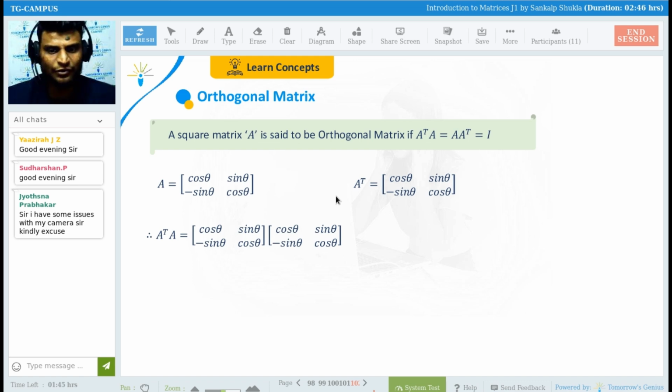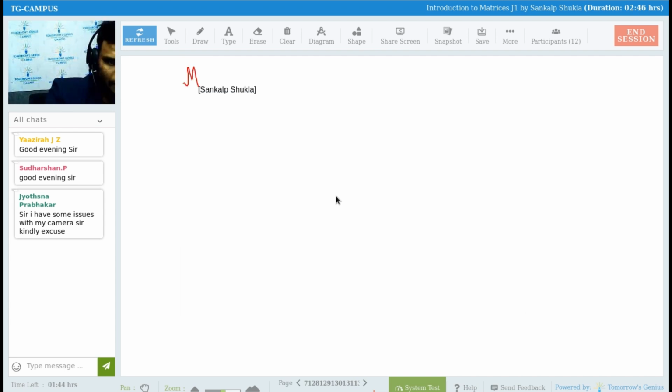So when I multiply A and A transpose, students, please pay maximum attention over here. Although we cover multiplication in the next session, I am telling you multiplication right now because this is the need of the hour. For the students who have no idea of multiplication, please pay attention because this is something tricky. Okay. So I'll rather bring up a new page. Multiplication of matrices.